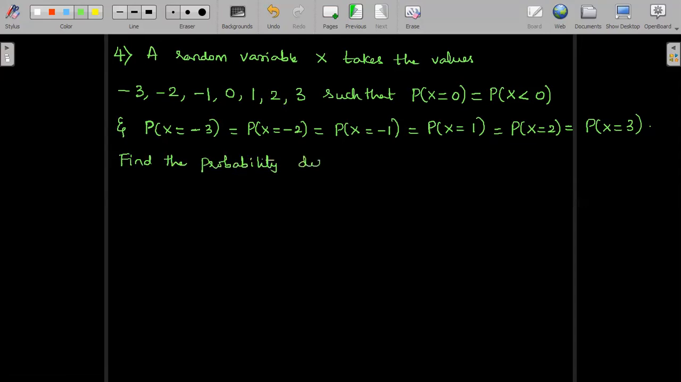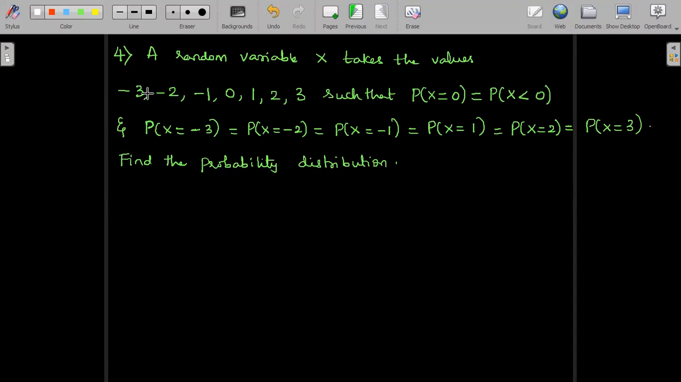Find the probability distribution. With the given conditions, we should be able to find out the values of the probabilities for each value of the random variable x. So x takes the values -3, -2, -1, 0, 1, 2, 3.